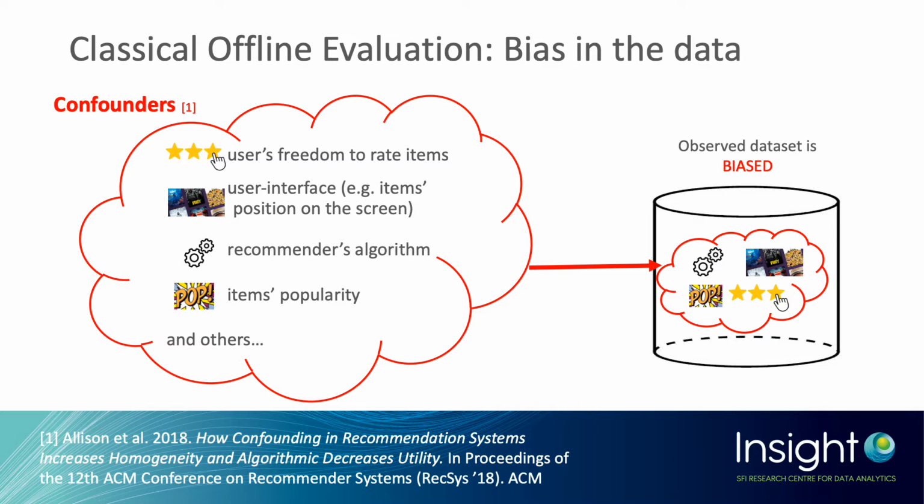Examples of such confounders are the user freedom to rate items or the user interface of a recommender system, because differences in the ways that items are exposed to users, for example the position on the screen of those items, clearly influence the likelihood of a user interacting with those items. Also, the recommender system algorithm is a confounder, because we know that users are typically more likely to interact with items recommended rather than with other items. Also, item popularity is a confounder.